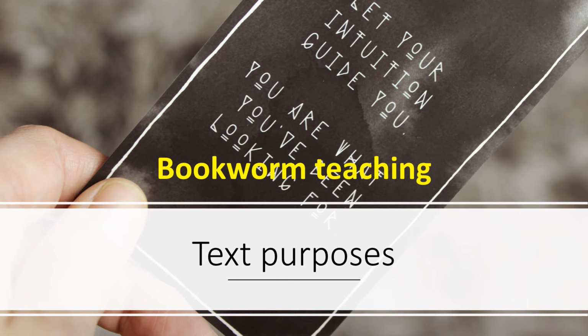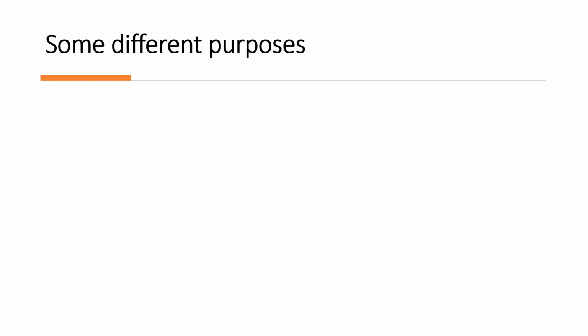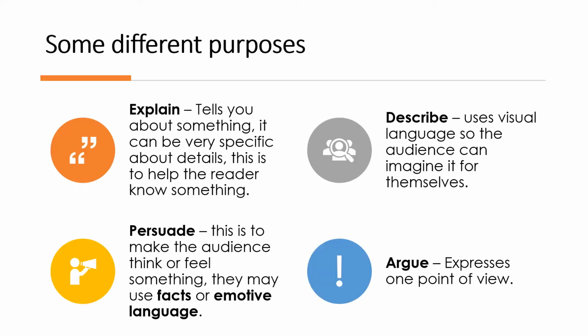This video is going to be all about text purposes, which means what is the text trying to achieve. We're going to have a look at a few different purposes you might be asked to write, and then see if you can spot the different kinds of purposes looking at actual text. So we're just going to go through some different purposes.